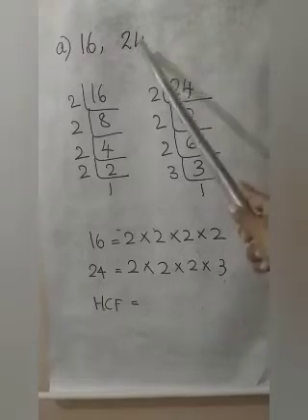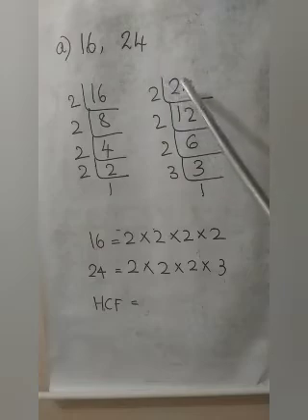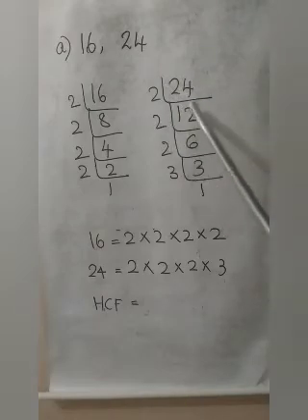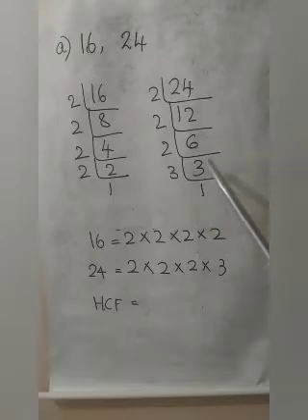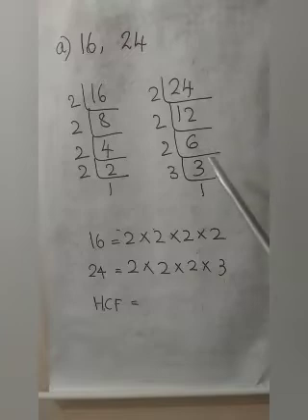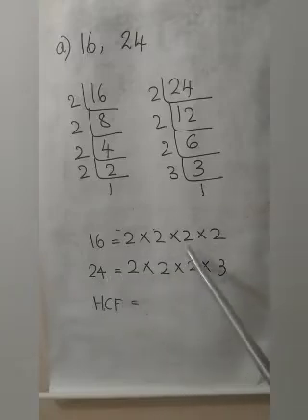Next number is 24. Again, it is an even number, so we started with 2. 2 in 24, how many times? 12. Again, 12 is an even number, so 2. 2 in 12, 6. Again, 2. 2 in 6, 3. 3 is a prime number and an odd number, so we cannot use 2. So, we are using 3 itself. 3 in 3, 1. Now, what is the prime factorization of 24? 2 into 2 into 2 into 3.